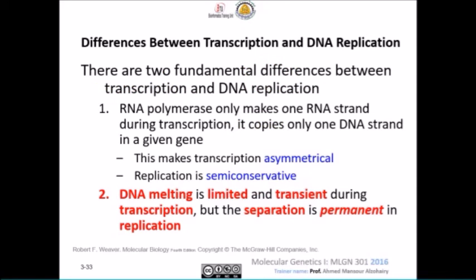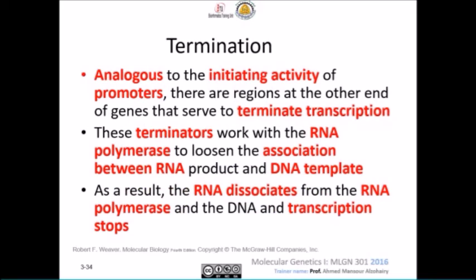Differences between transcription and DNA replication. There are two fundamental differences between transcription and DNA replication. First, the RNA polymerase only makes one RNA strand during transcription. It copies only one DNA strand in a given gene. This makes transcription asymmetrical, whereas replication is semi-conservative. Number two, DNA melting is limited and transient during transcription, but separation is permanent in replication.